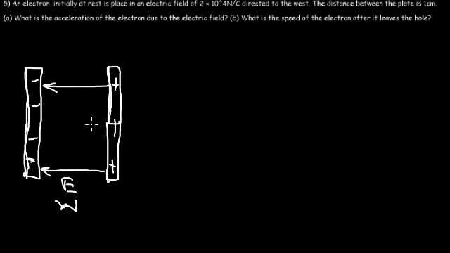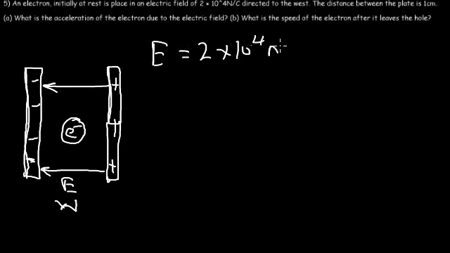Okay. Now an electron initially at rest is placed inside the electric field. So this is an electron and it's at rest. We are asked to find the acceleration of the electron due to the electric field. The electric field is given to us as 2 times 10 to the power of 4 Newton per coulomb. And we are given the distance between the plates. Even though it's irrelevant and we won't use it in this part, let's continue anyway. We might use it in part B.